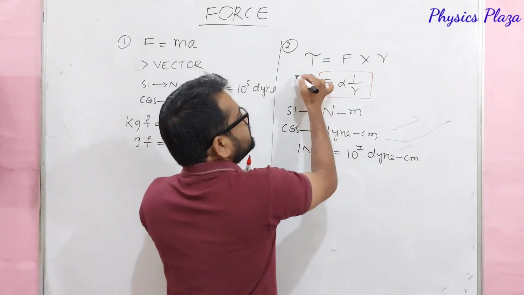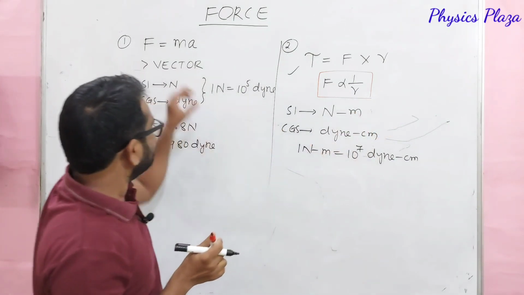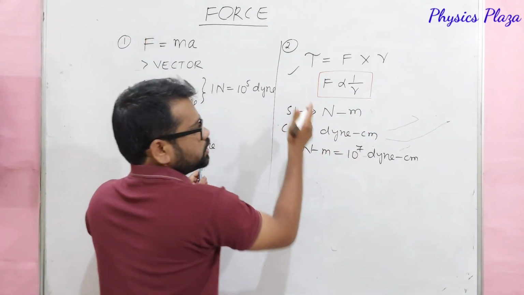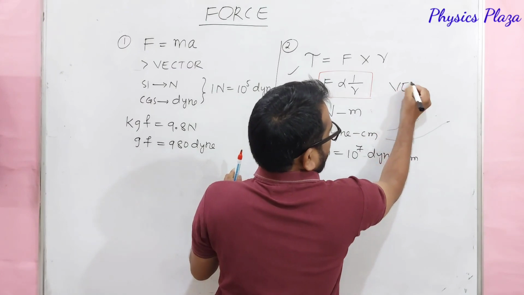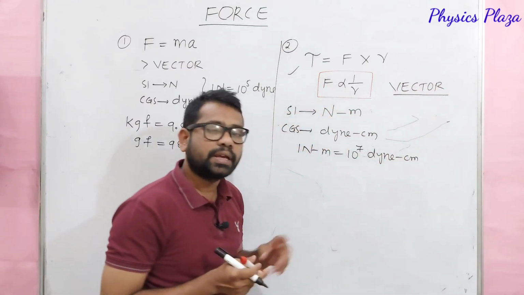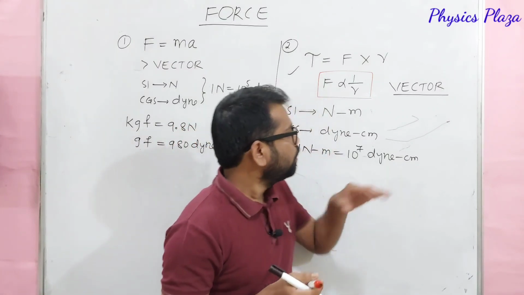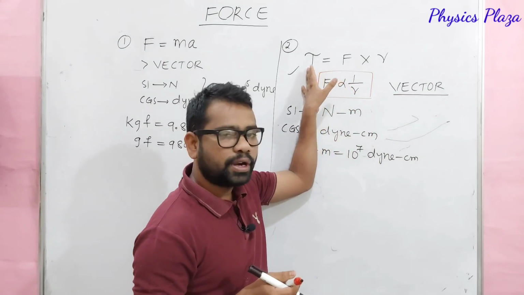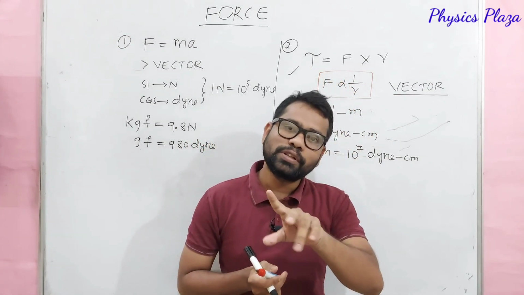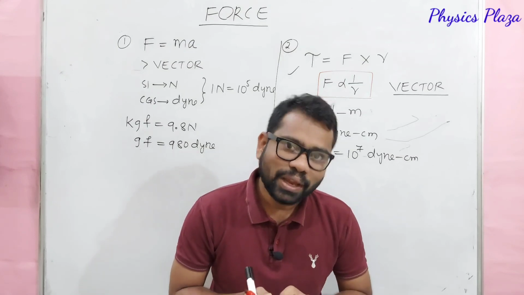Children, is moment of force scalar or vector? Just now I told you that it is a vector quantity. Like force, moment of force is a vector quantity only. But how can we find its direction? By using the right hand thumb rule. Clockwise moment of force is taken as negative, whereas anti-clockwise moment of force is taken as positive.